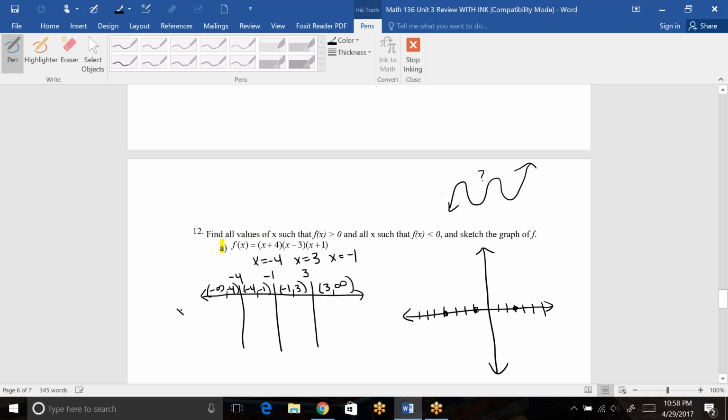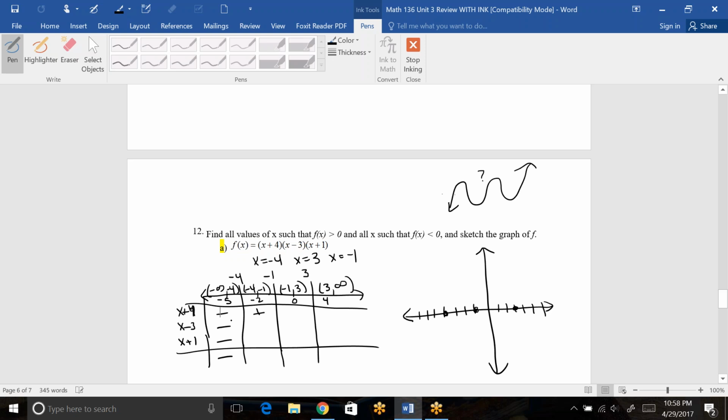You put your factors down. After, we'll also have to pick a test value. That's a +4. My test value for this region, I'm going to use -5, -2, 0, and then 4. So remember, we plug those into these, and at the end we're going to look for the overall sign. So -5 plus 4 is negative. -5 minus 3 is negative. -5 plus 1 is negative. 3 negatives right here in this group of factors keeps it negative.